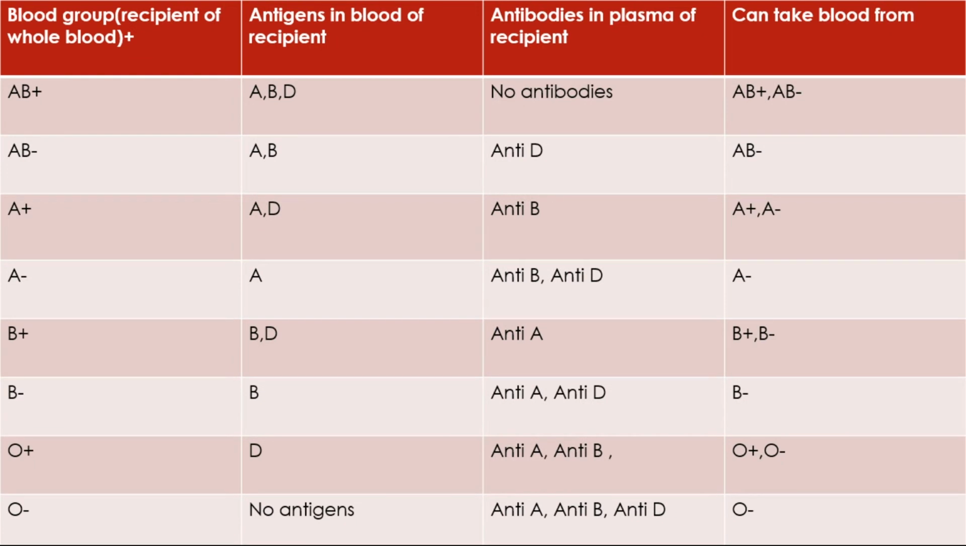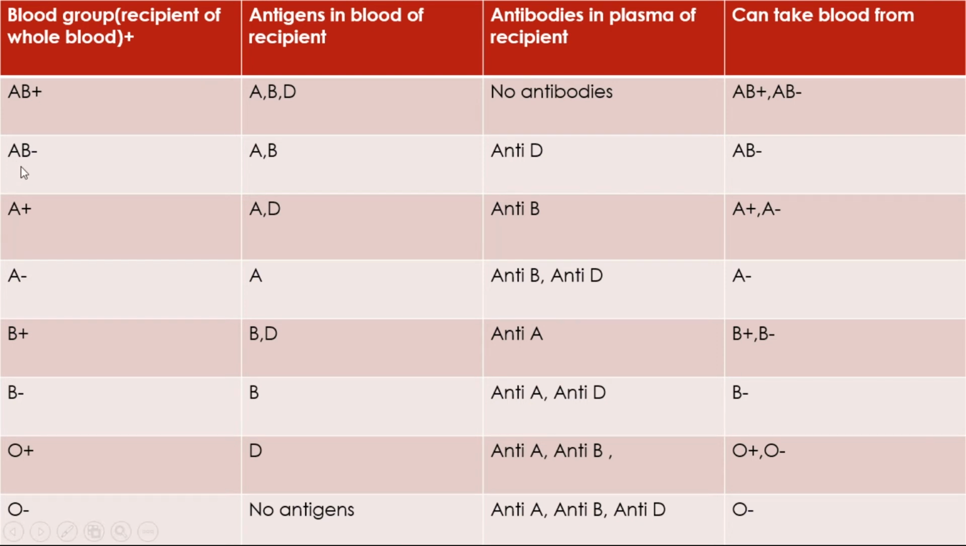While we are talking about whole blood, we are talking about RBCs and we are also talking about plasma. So we will have antigens in the RBCs as well as antibodies in the plasma. So we have to take care of both. Now if our patient is AB positive, he will have all the antigens in the blood and no antibodies. So any blood with no antibodies can be given to the AB positive. Means AB positive will have no antibodies and AB negative could also have no antibodies. Both can be donors of AB positive.